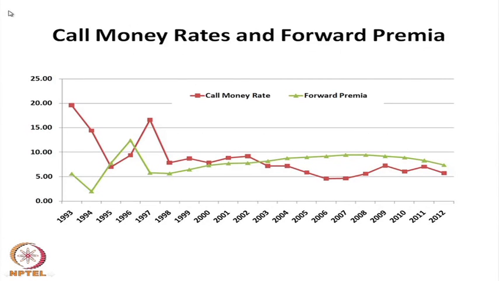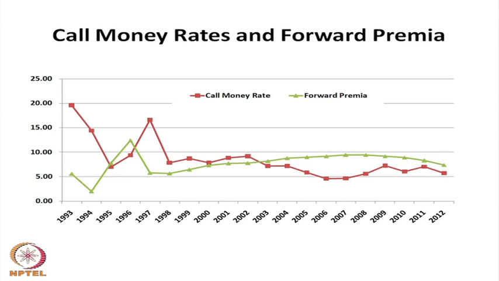So, when I mentioned that the call money market and the forward premium should move in tandem with each other, it is because whenever there is a call money rate increase, the forward premium or discount should also increase. So, there cannot be arbitrage between the money market and forex market.